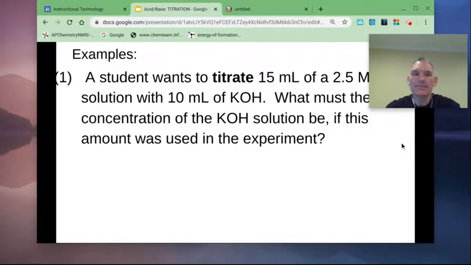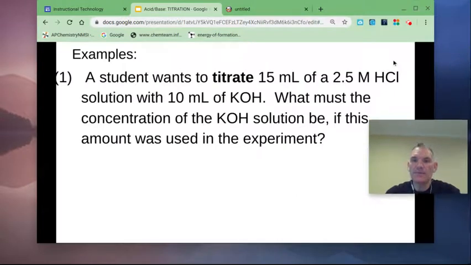Let's take a look at example 1. Example 1 says a student wants to titrate. Notice they gave it to us right away: titrate 15 milliliters of a 2.5 molar HCl solution with 10 mLs of KOH. What must the concentration of the KOH solution be if this amount was used in the experiment? Now again, practice with word problems.